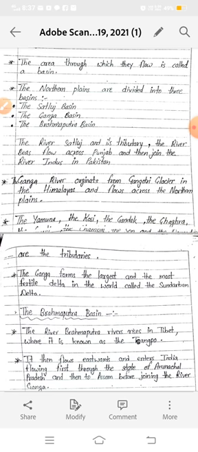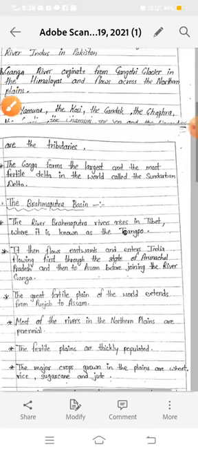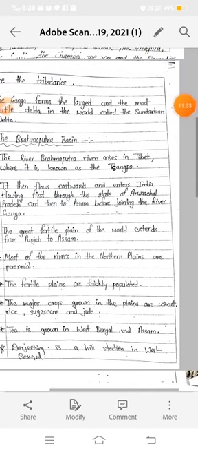And these are the tributary rivers: the Yamuna, the Kosi, the Gandak, the Ghagra, Gomti, Son, the Chambal, and Damodar. These are the tributary rivers of Ganga. Tributary rivers means rivers which increase the volume of the main river are known as tributary rivers. Now see what points are given here.